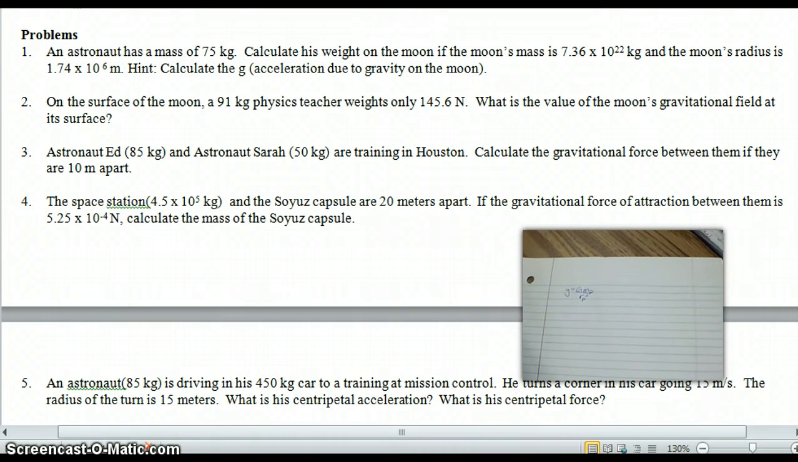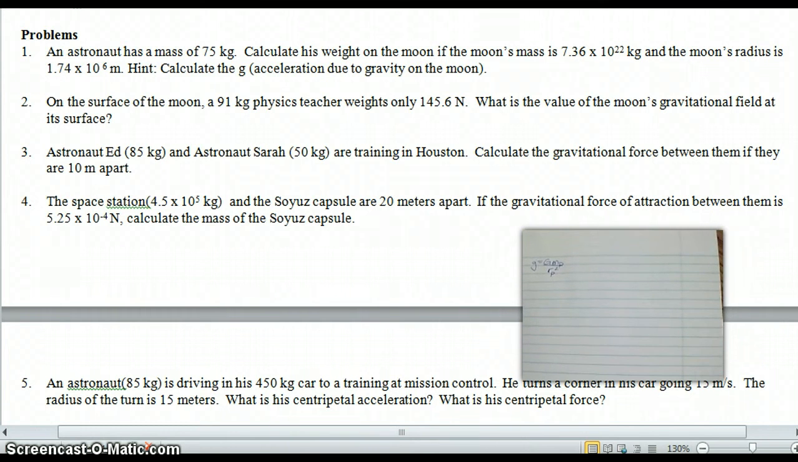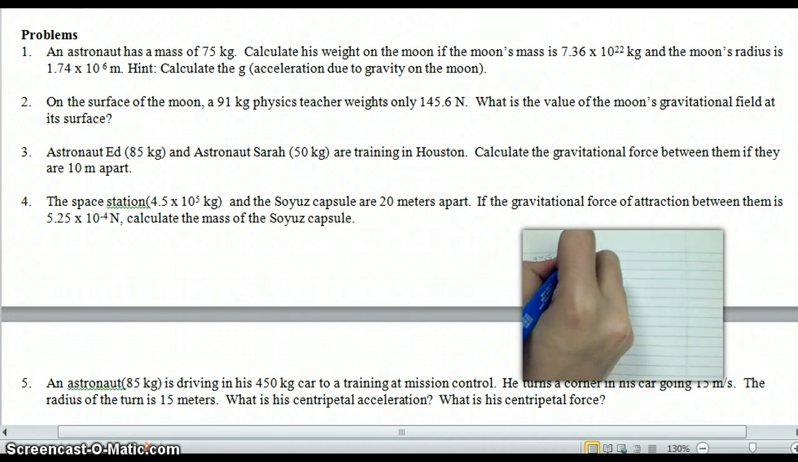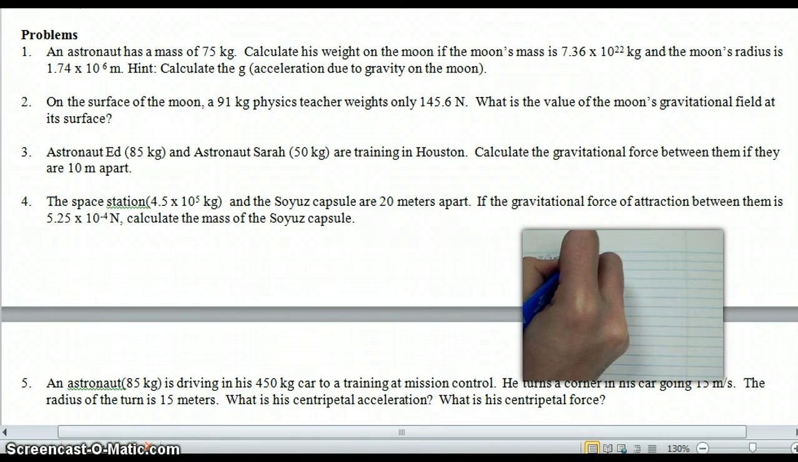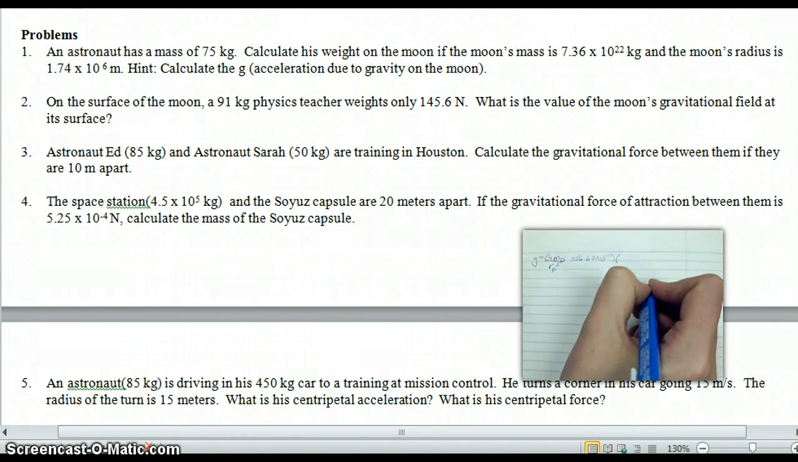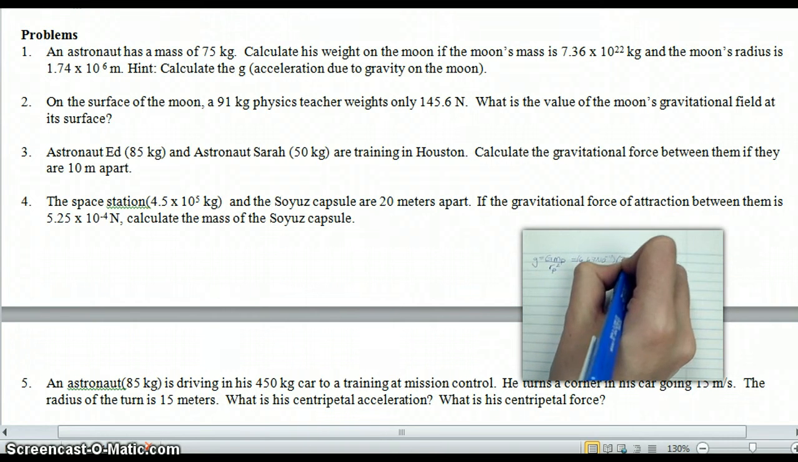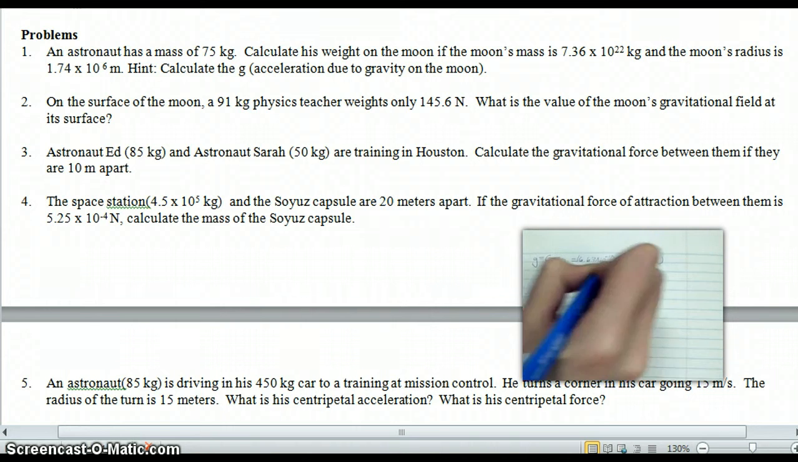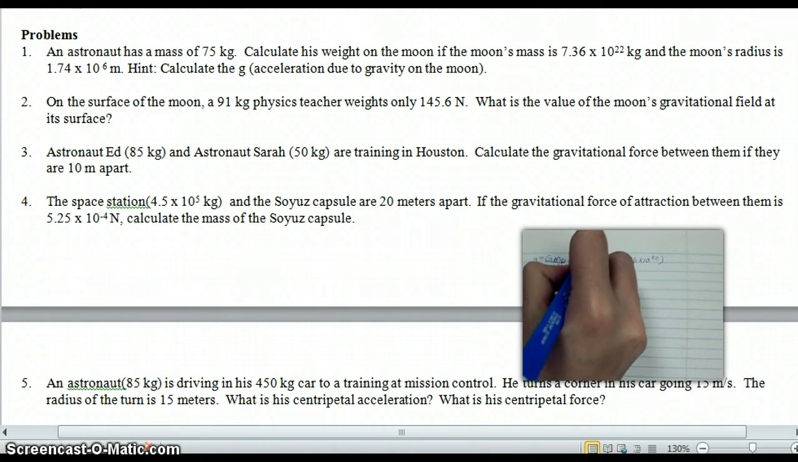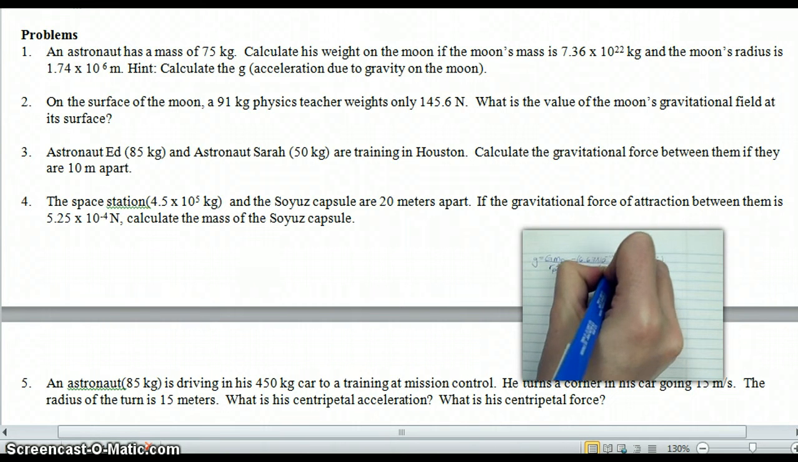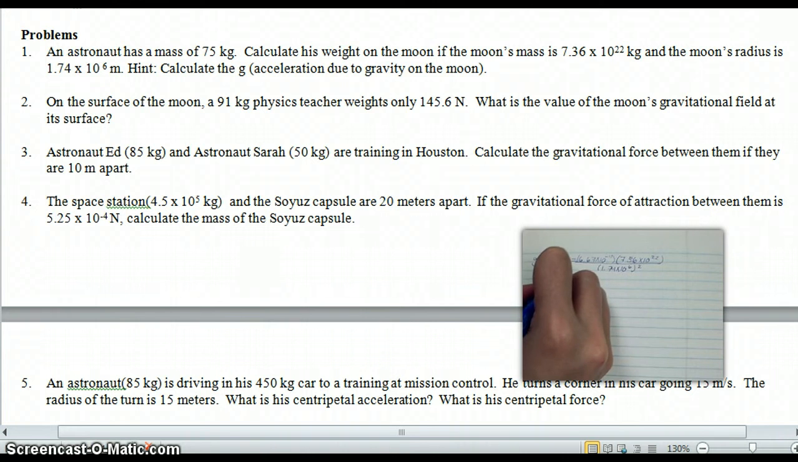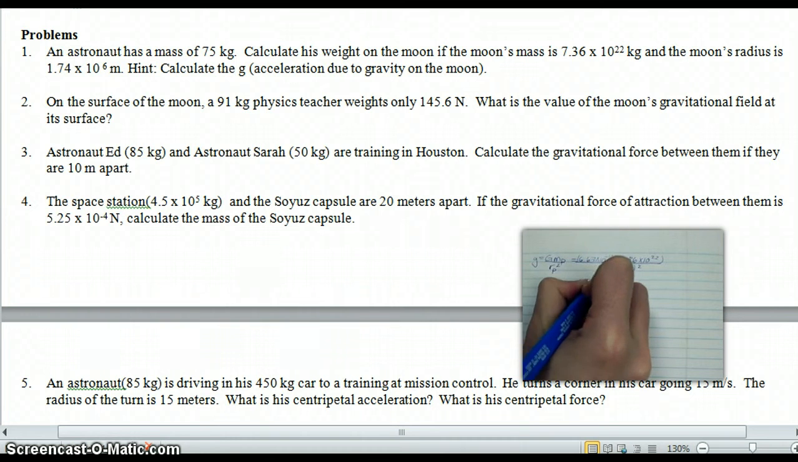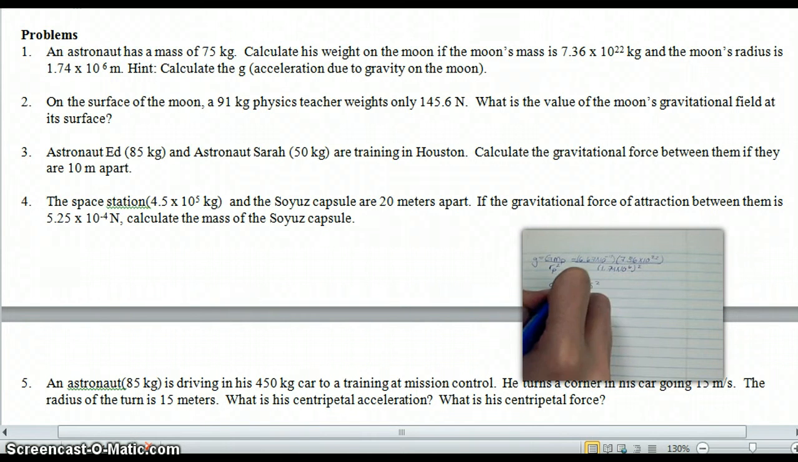So let me try and zoom in here. So big G is 6.67 times 10 to the negative 11th, and they tell me that the mass of my planet is 7.36 times 10 to the 22nd kilograms, and then we're dividing by my radius, which is 1.74 times 10 to the 6 meters squared. So if we plug that into our calculator, we get a little g of 1.61 meters per second squared. But the question asked what his weight was.